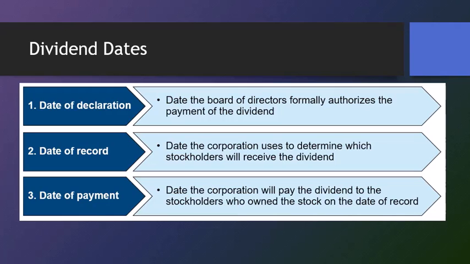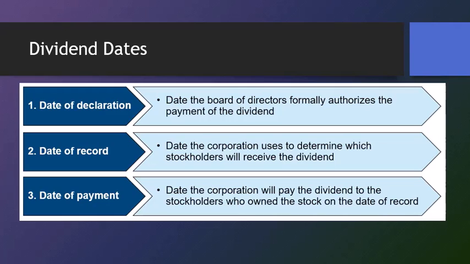People buy and sell stock all the time. And so we need a specific point in time when we say, okay, this is it. This is the point of time. Whoever owned the stock at this particular moment, that is the person who's going to be entitled to receive the dividend. That is the date of record.